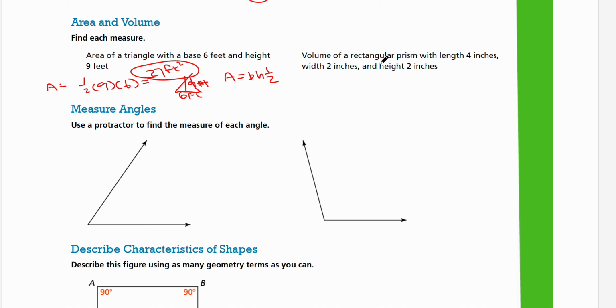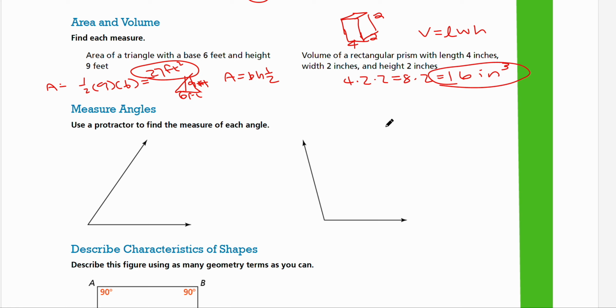Volume of a rectangular prism. So we have a prism that has rectangular sides with length 4 inches, width 2 inches, and height 2 inches. So height is 2 inches, width is 2 inches, length would be 4 inches. The volume is length times width times height, right? So you just multiply all of this together. 4 times 2 times 2 is 8 times 2 is 16 inches cubed. So cubic inches.